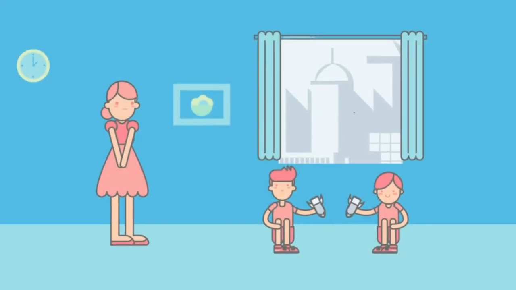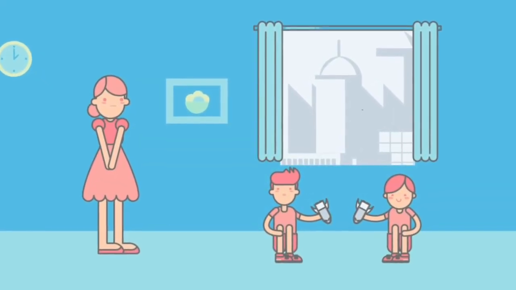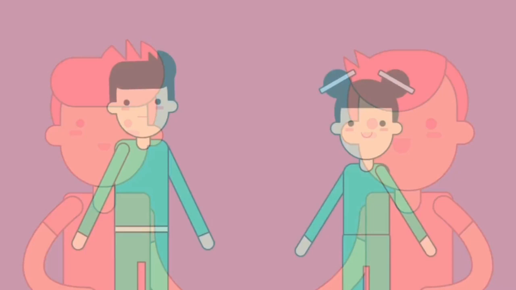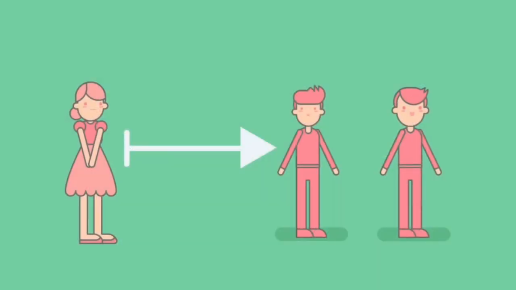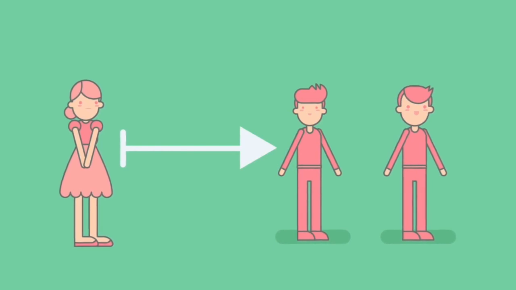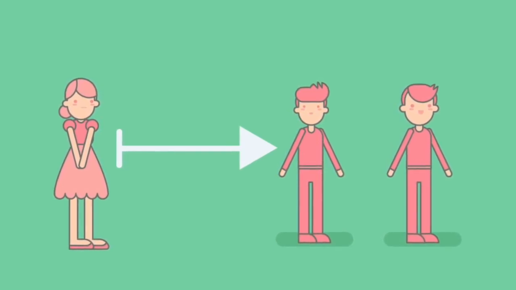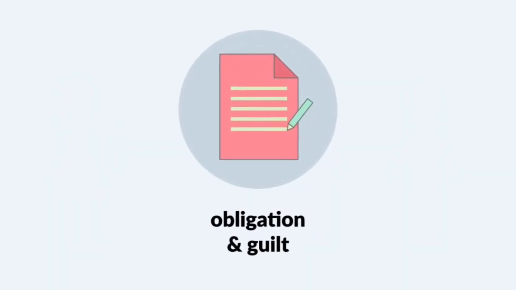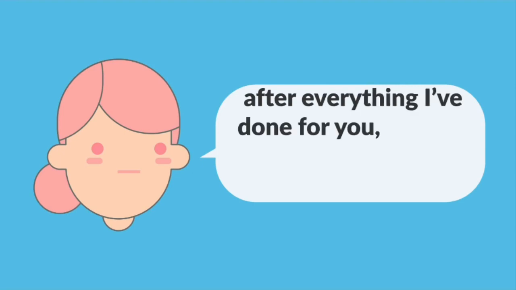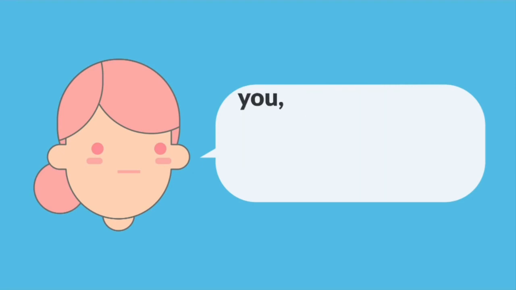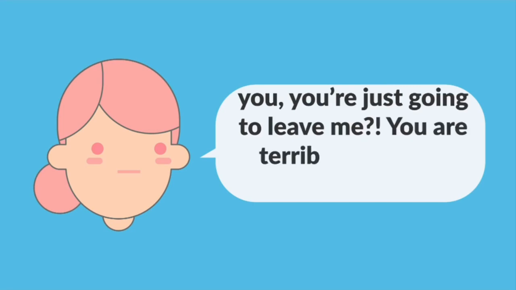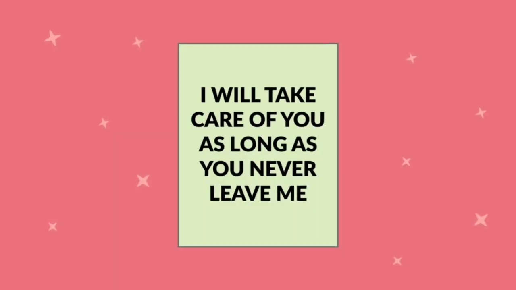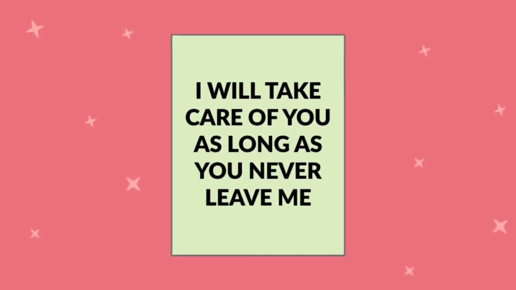So how does this play out? Jane will do anything for them as long as they don't leave her alone. But as they start growing up, naturally they start wanting to live their own lives. They want to spend time with their friends and lovers. And anytime they want to leave the house, anytime they want to do something without her, anytime she feels them creating some distance from her, their mom uses guilt and obligation to make them stay. She says, "After everything I've done for you, after all the time, energy and money I spent on you, you're just going to leave me? You are terrible sons. You should be ashamed."